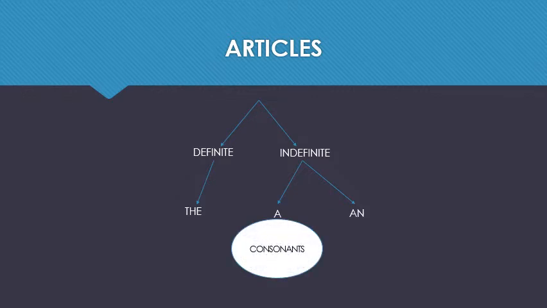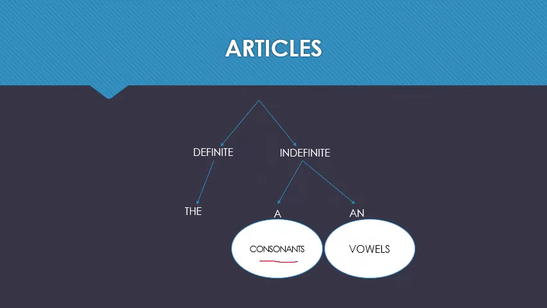Now, a and an. A is used with consonants, whereas an is used with vowels. Consonants and vowels. Now, we all know that there are 26 alphabets, but we also know that there are certain alphabets that we call vowels. Vowel is an incorrect pronunciation. The correct pronunciation is vowels. A, E, I, O, U. And the remaining alphabets, those are called consonants.